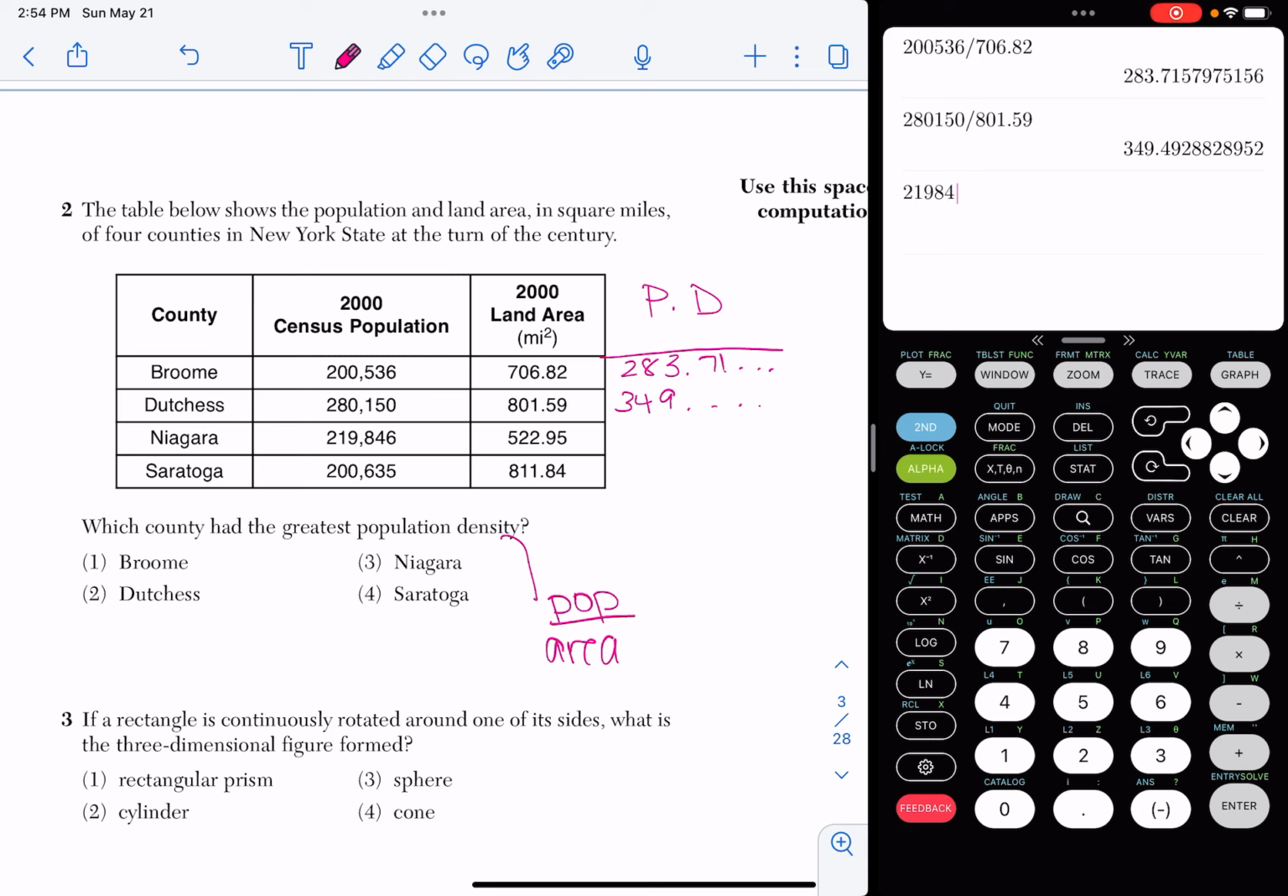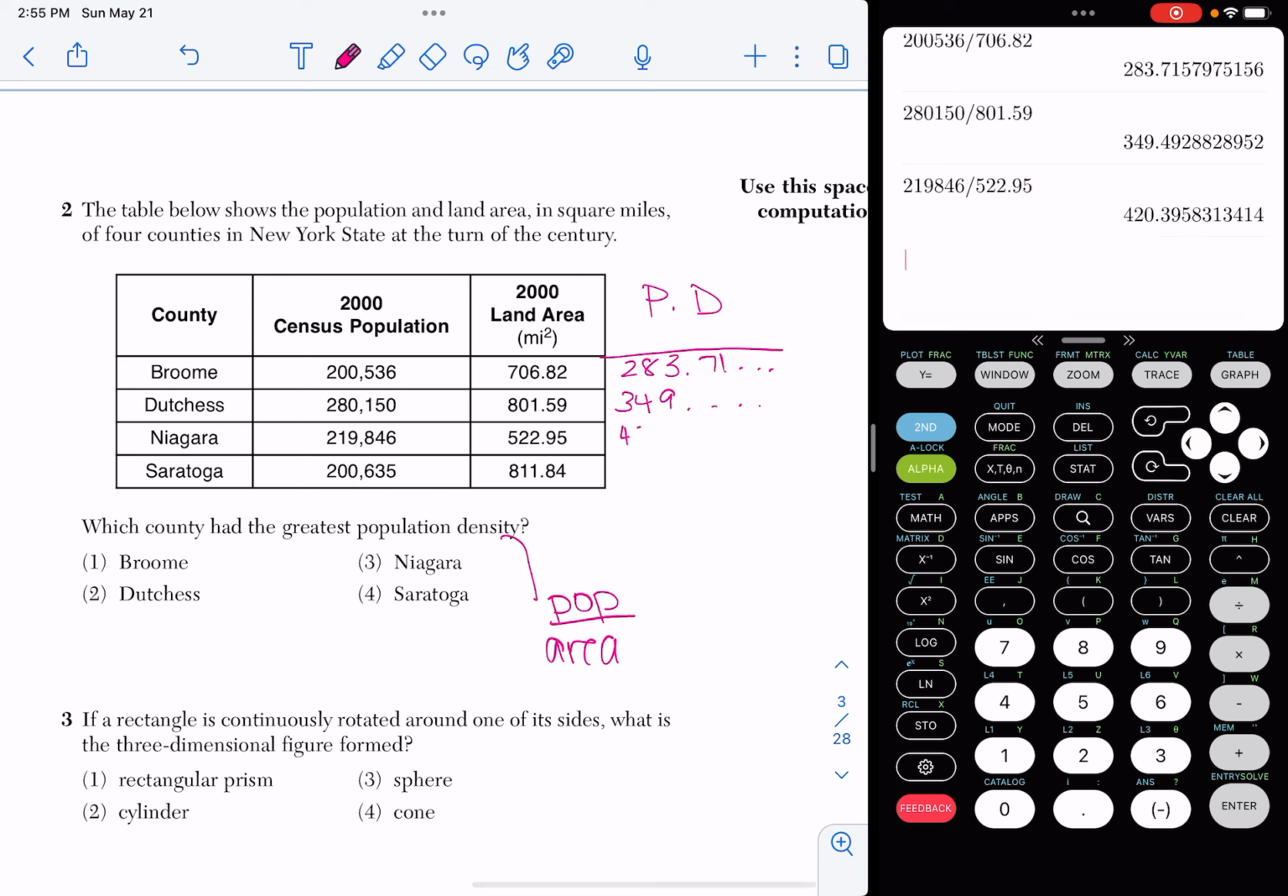And if you have your calculator there, it's not necessary to jot down all of the decimals. This is multiple choice, so we don't need to show this work. 420 or so, and the last one gave us about 247. So we're looking for which one gave us the greatest population density. The highest number is the one for Niagara, so choice 3.